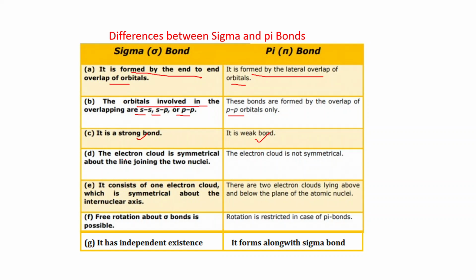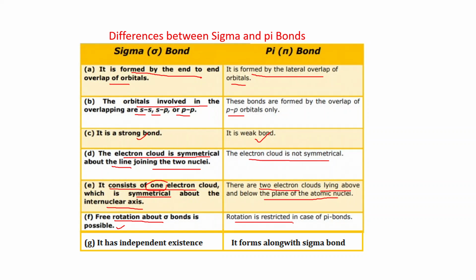In sigma bond, electron cloud is symmetrical about the line joining the two nuclei. In case of pi bond, electron cloud is not symmetrical. Sigma bond consists of one electron cloud, which is symmetrical about the internuclear axis, while in case of pi bond, there are two electron clouds lying above and below the plane of the atomic nuclei. In case of sigma bond, free rotation about the sigma bond is possible, while in case of pi bond, rotation is restricted. Now, what is the meaning of this rotation?